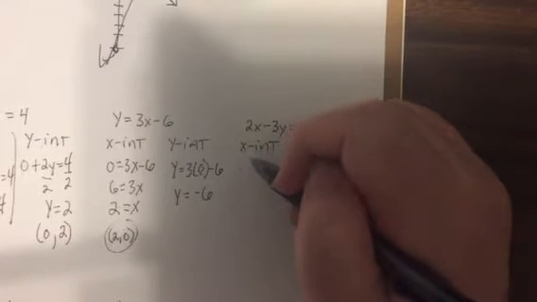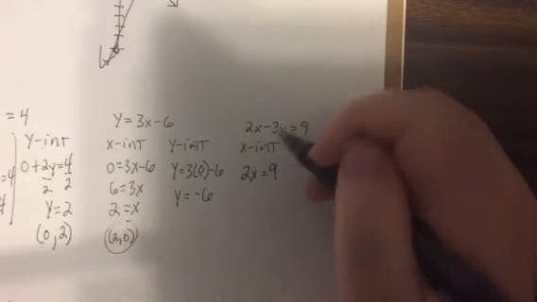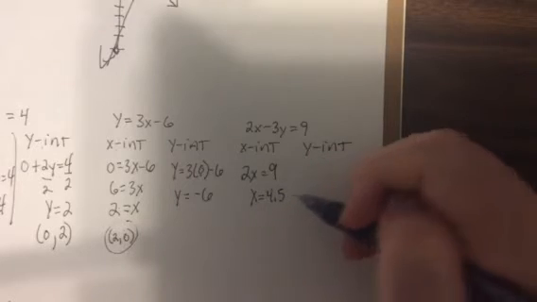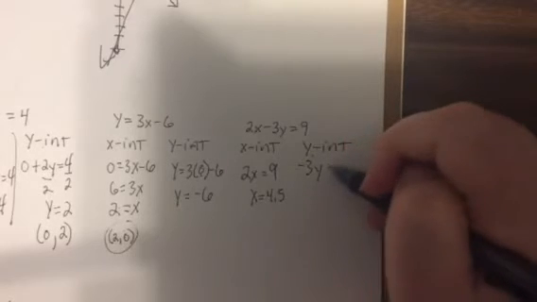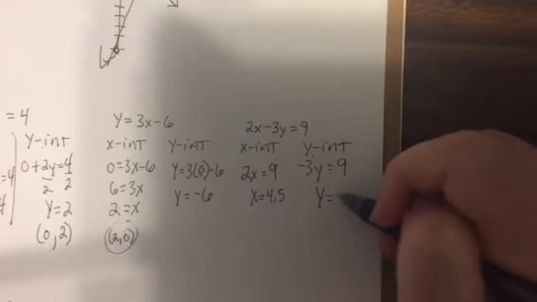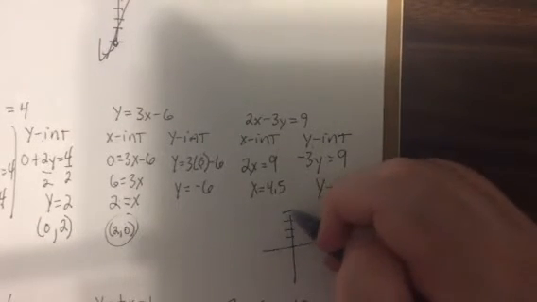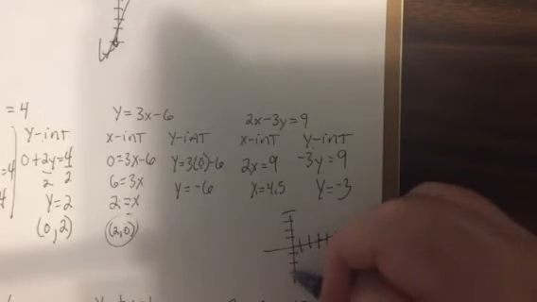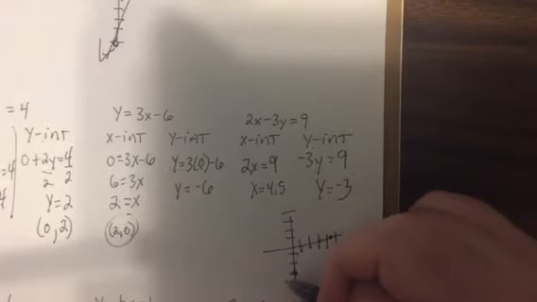Okay, x-intercept, put 0 in for y. So 2x equals 9. This drops out. So x equals 9 halves or 4.5. Either way, be fine. Y-intercept, put 0 in for x. So minus 3y equals 9. So y equals negative 3. So to graph it, -3, put a dot, 4.5, 1, 2, 3, 4, a little bit more.